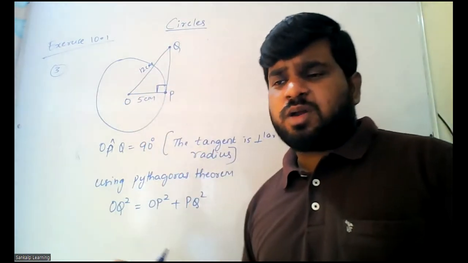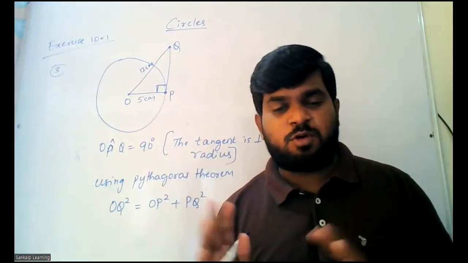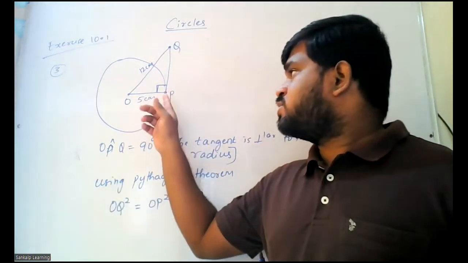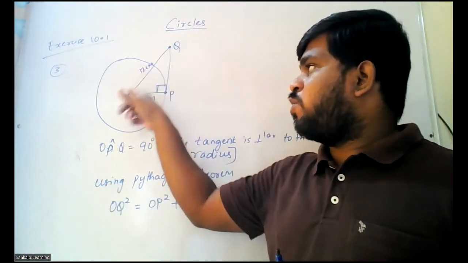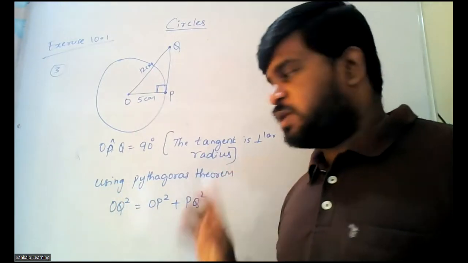Some of you do that. Okay, it is wrong. It doesn't depend on which side I am finding. Don't worry about which side I am finding. You should always start with the hypotenuse. Which is your hypotenuse? The 90 degree opposite, OQ. Start with that itself. OQ square will be equal to OP square plus PQ square.